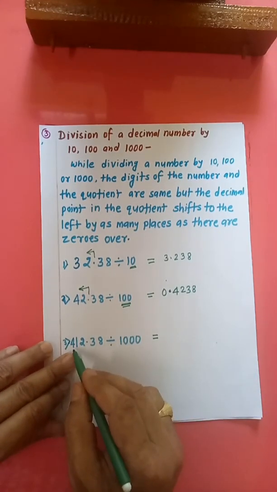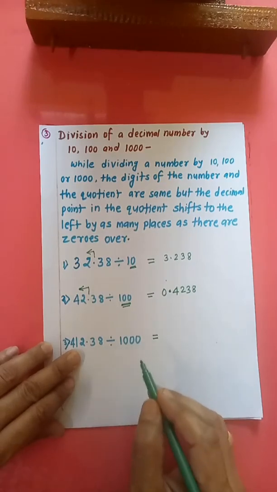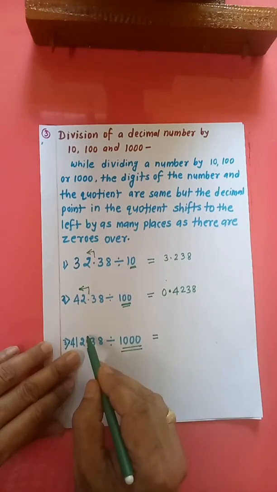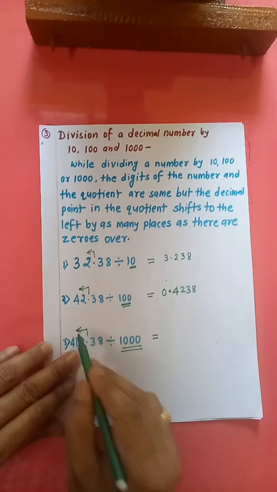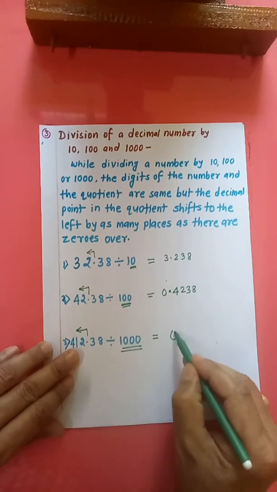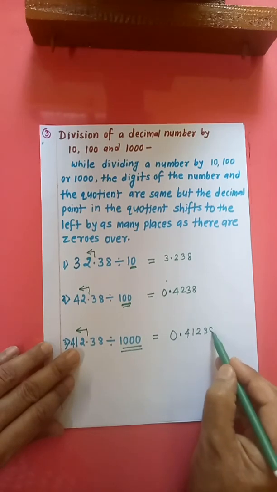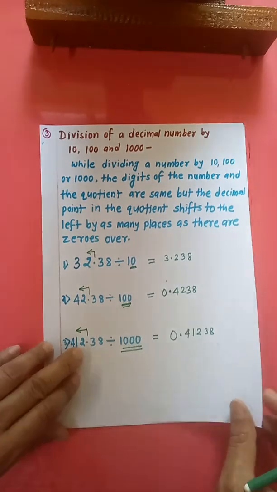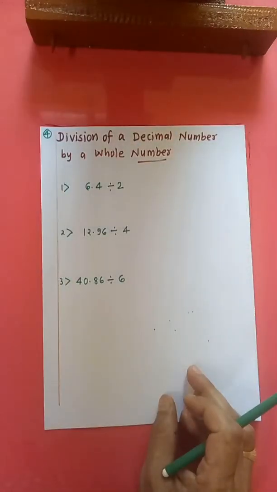Another example, 412.38 divided by 1000. Here there are 3 zeros. So in this division, the decimal will be shifted to the left side just before 3 places. So the answer will be 0.41238. So dear students, this is the division of a decimal number by 10, 100 and 1000.